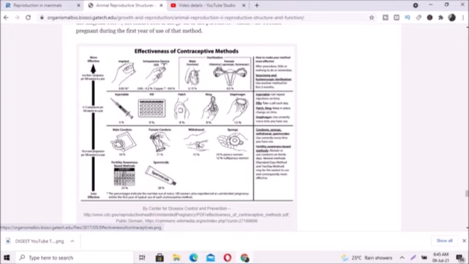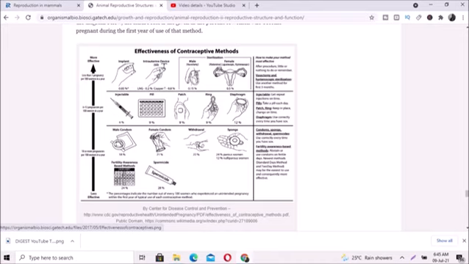We have the implant. The failure rate for implant is 0.05%. Intrauterine device, IUD, the failure rate is 0.2% and up to 0.8%. For sterilization in males, the failure rate is 0.15%, while in female is 0.5%. And we have the use of needles, injectable, the failure rate is 6%. For pills that women take, the failure rate is 9%. For patch, the failure rate is 9%. And for ring, the failure rate is 9%.